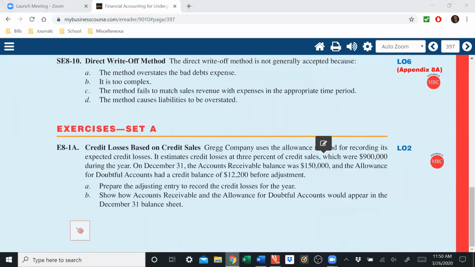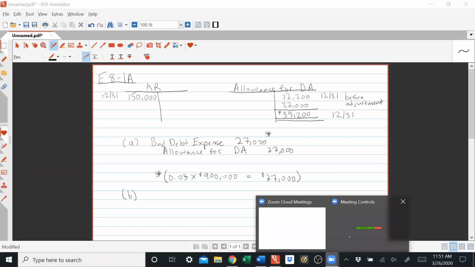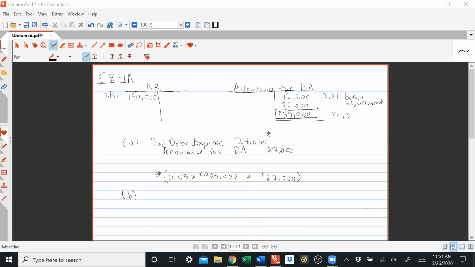And so we can go ahead and put the 27,000 in the allowance account right here. And so at the end of the year, after the adjustment, our 12/31 balance in the allowance for doubtful accounts is what, 39,200? Let me see if anyone's asking any questions. Okay, no questions. Just making sure.